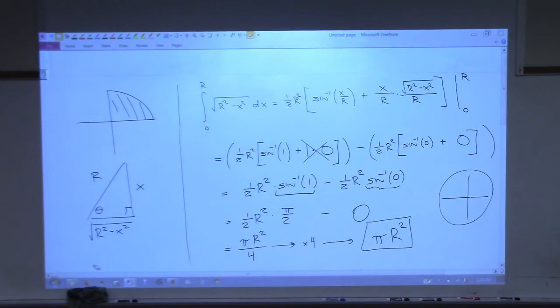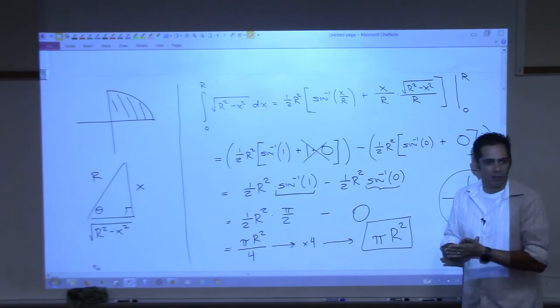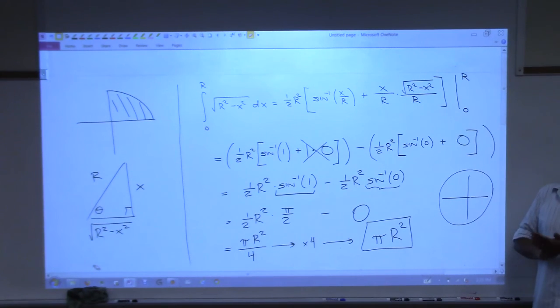So poor Chinese and many people after that were trying to find the area of a circle. And it was after calculus that we were able to get it. We needed it, though. We needed the calculus.